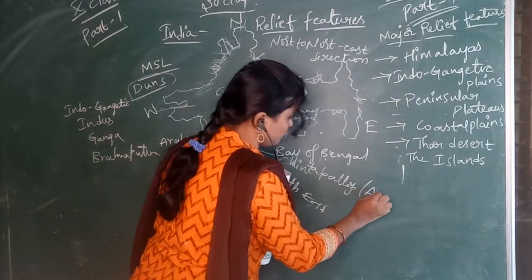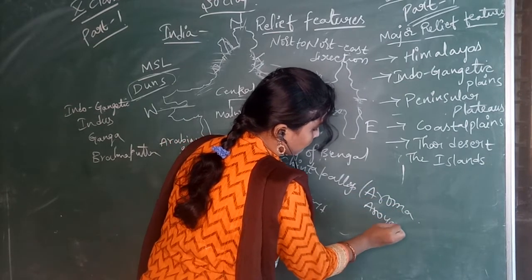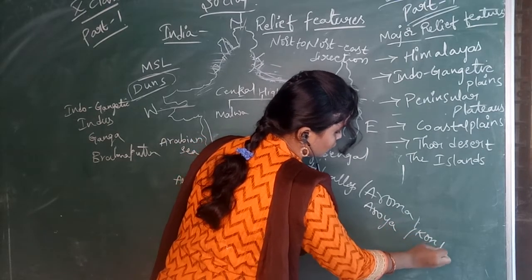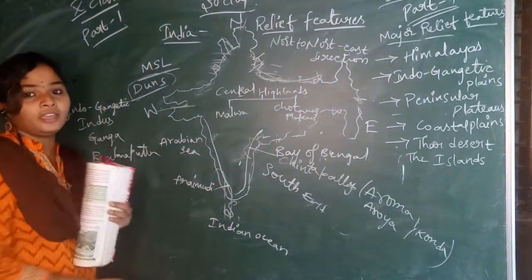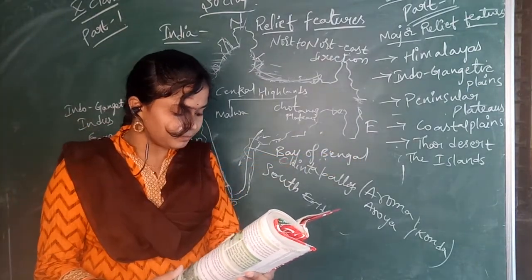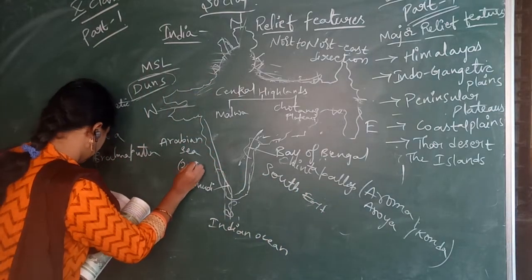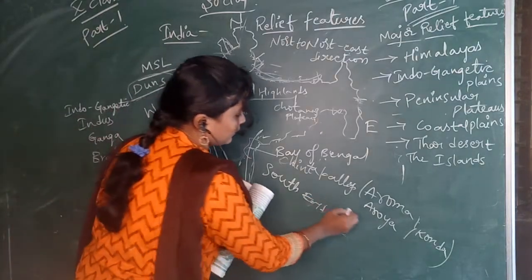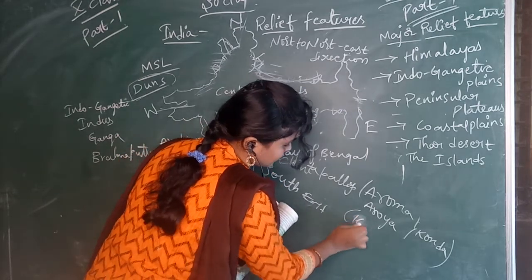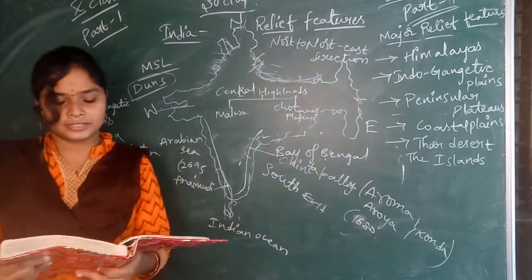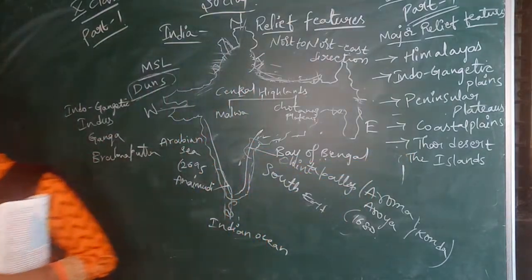The highest peak in the Eastern Ghats is Aramakonda, or Arayokonda, you can say either. So that is the highest peak in the Eastern Ghats, and this is the highest peak in the Western Ghats. Clear, children? Anaimudi is 2695 meters, and Aramakonda is 1680 meters. Clear, children? And next we are going to learn about coastal plains.